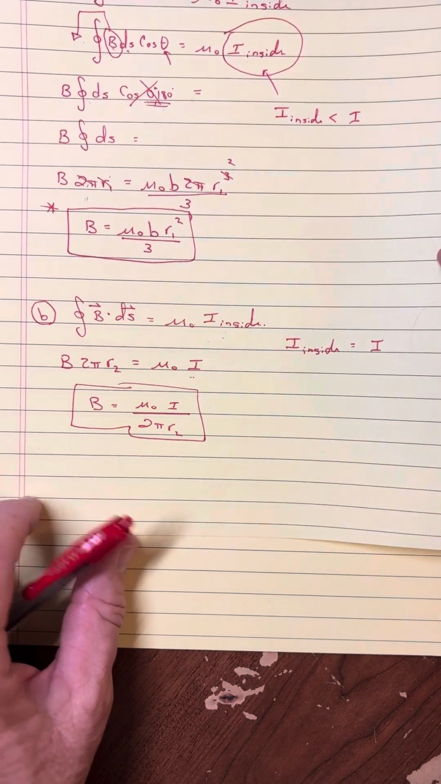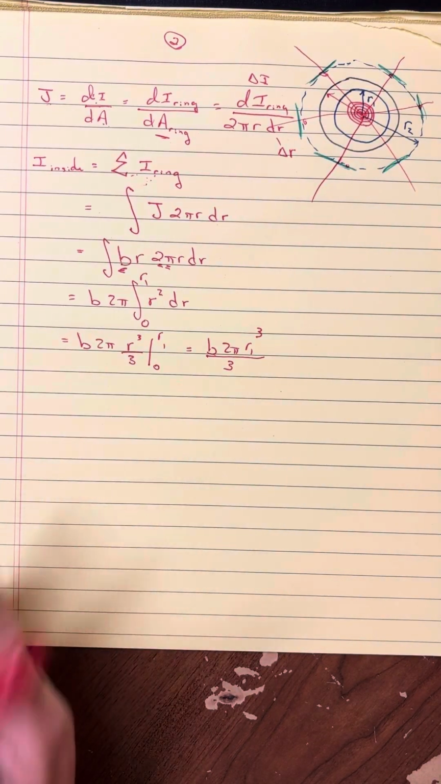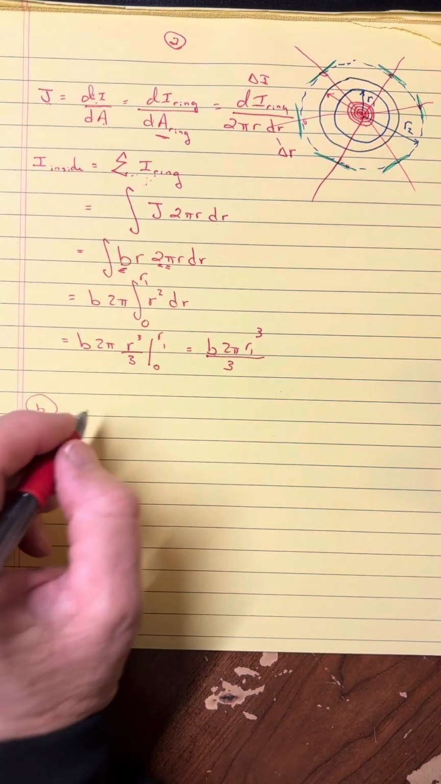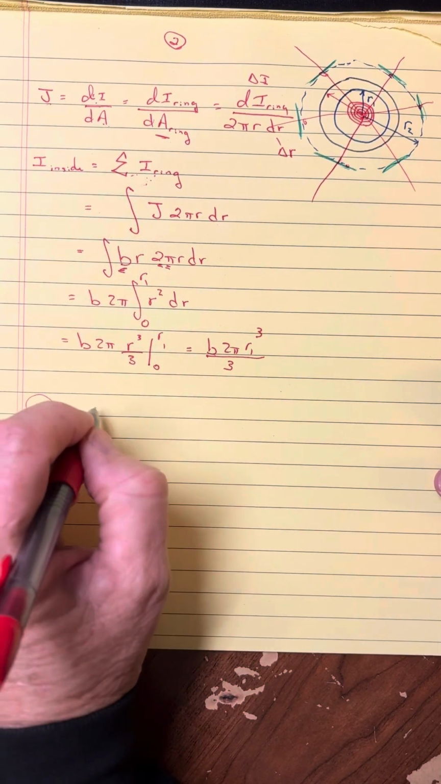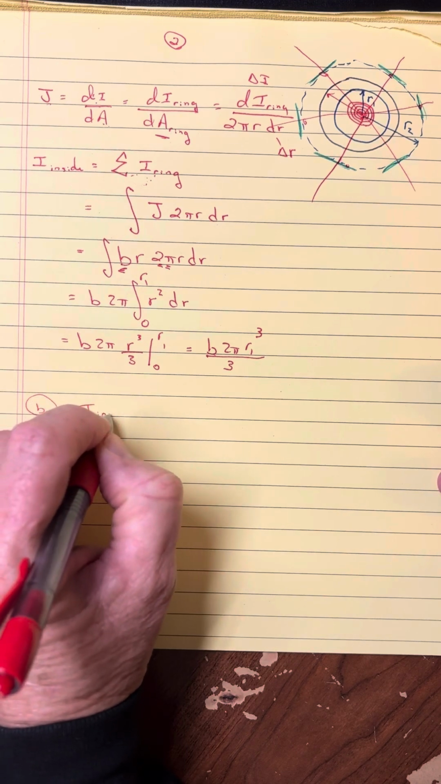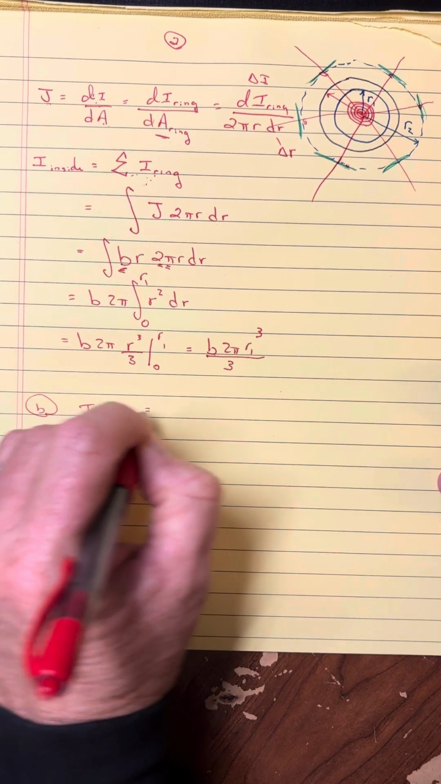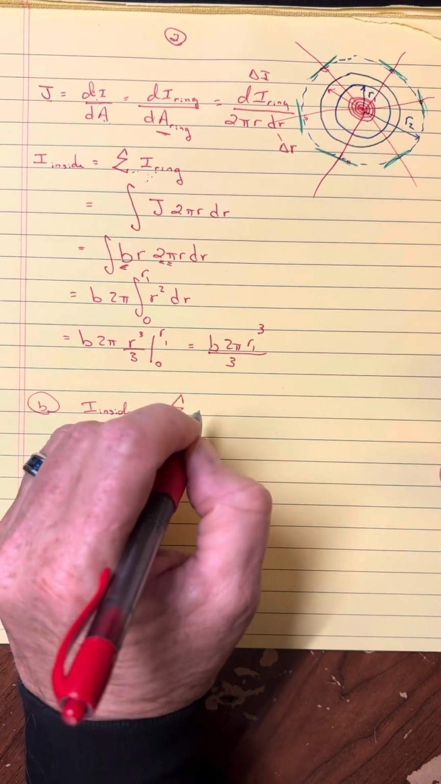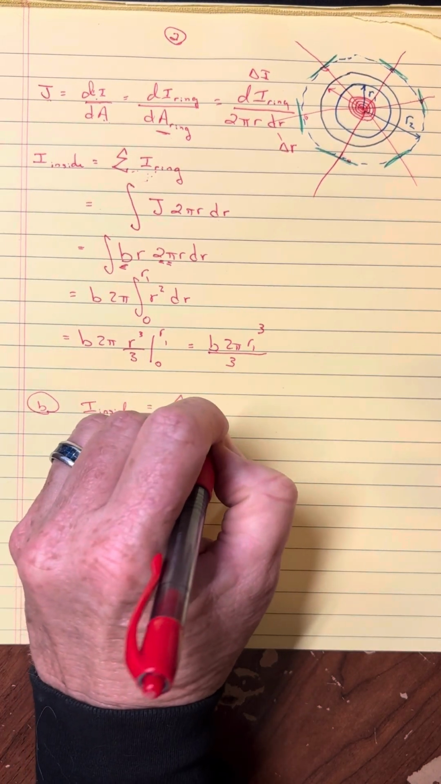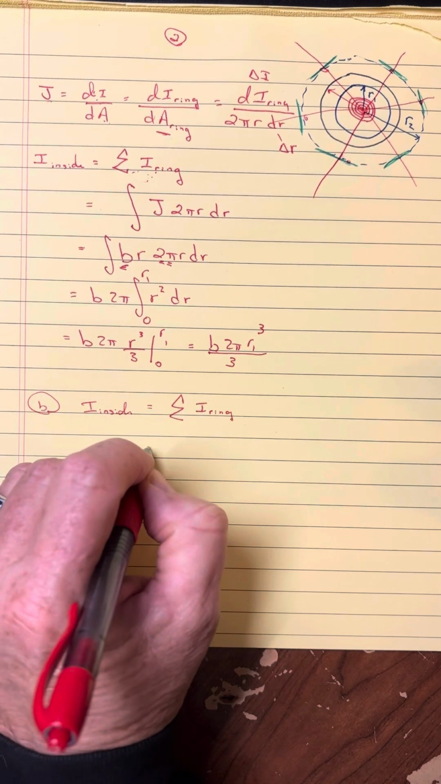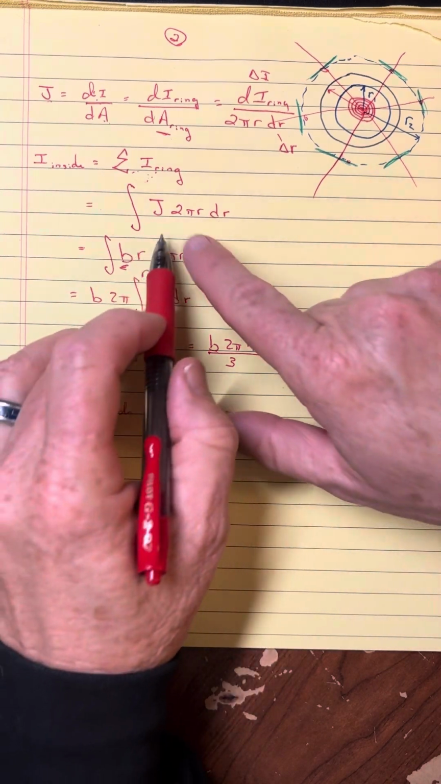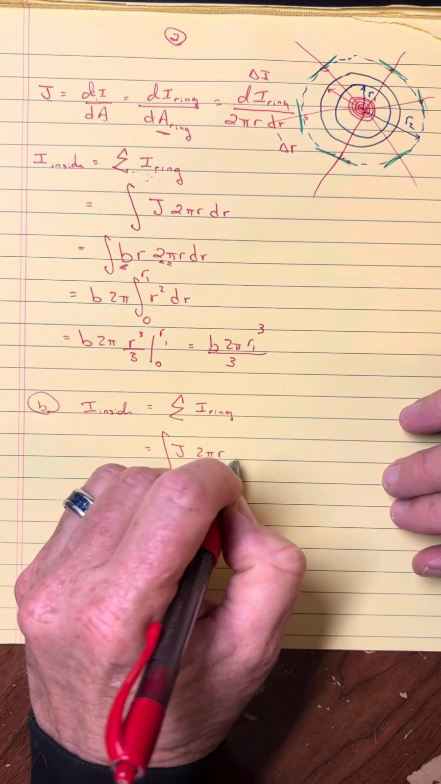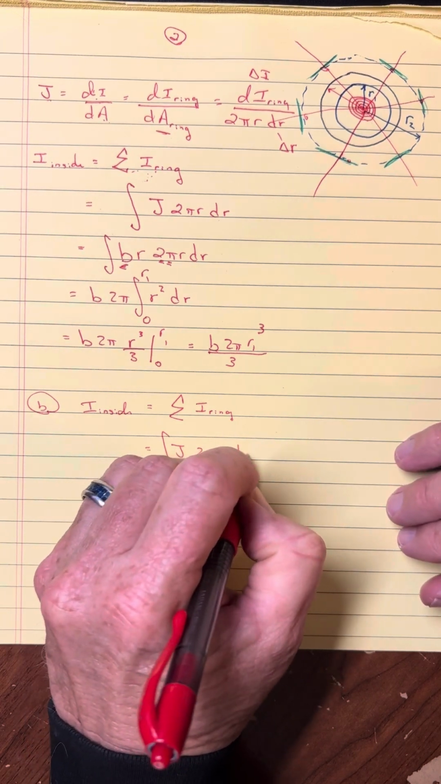And because of that, let me go back to page 2. And if I was doing part B and going through the same logic, I would say, okay, the current on the inside is a summation of a bunch of rings. And so the current in each ring would then be the same logic, this integral of J, and then the area of a ring is 2 pi r dr.